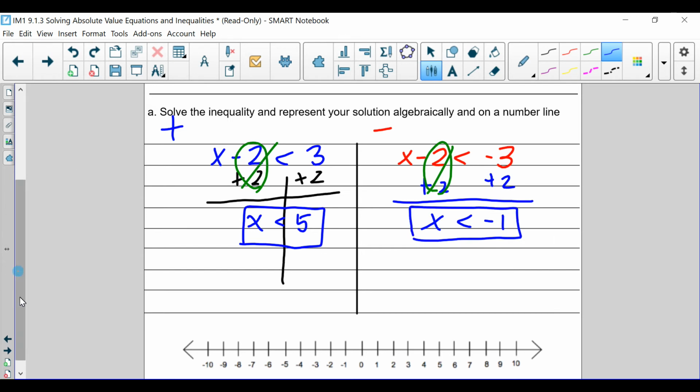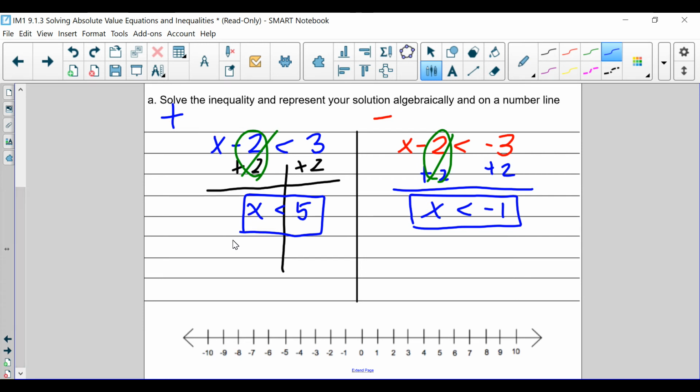Here's the part where I really need you to pay attention. It says x is less than 5. 5 is here. Do we fill in the circle? No, because it's an open circle. And then we go, what's less than 5? It's in these directions. And then it also says x is less than negative 1. So we're going to circle that negative 1, and notice it's all the way here as well.